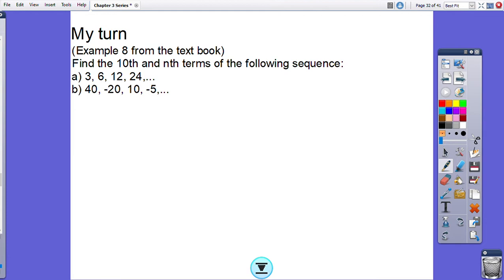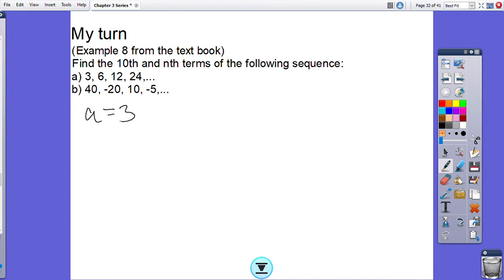Okay, so this is taken directly from the textbook. What we've got are 2 sequences, and for each sequence what we have to do is work out the 10th term and the nth term. So let's start off with the straightforward one, the 3, 6, 12, 24. And as you can see from this, the first term, a, is going to be 3.